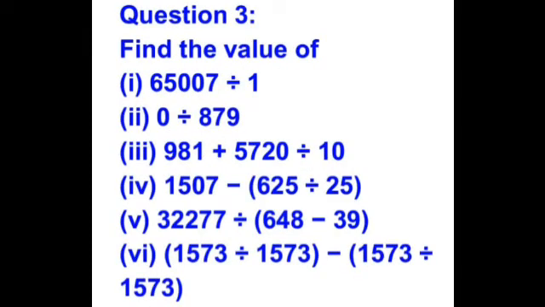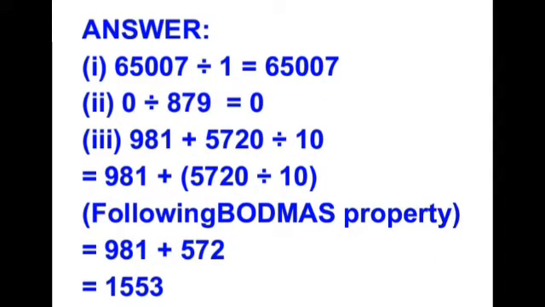Question number 3, find the values. Here total 6 questions are given. In the first question, 65,007 divided by 1. What will be the answer? The same number, because when we divide any number by 1, we'll get the same number. Second, 0 divided by 879. We will get the answer 0.